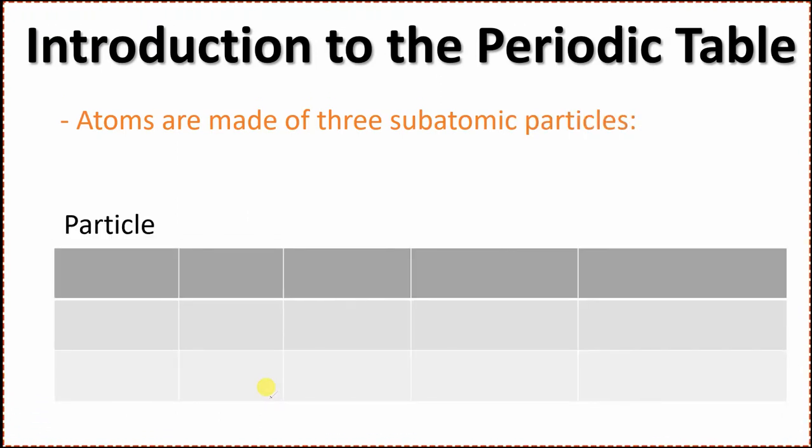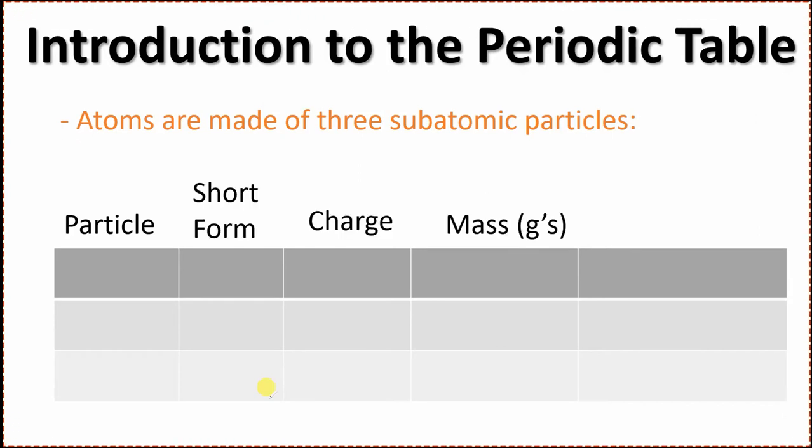And your first heading is going to be particle, and then short form, charge, mass in grams, and location. And perhaps you can make these last 2 columns just a little bit bigger so we can write some information. So you can pause the video here, and we'll pick it up now.